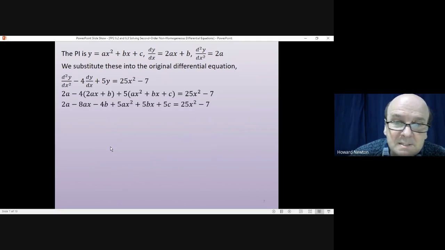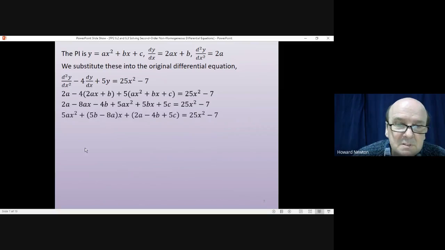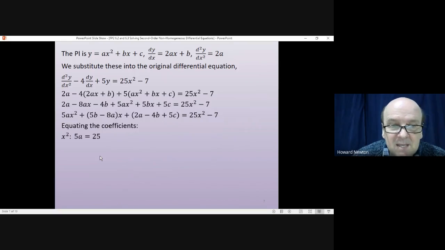Multiplying out the brackets will give us that, and then we'll collect together the terms. So we've got 5ax squared, that many x's, that's the constant, and on the right-hand side we haven't done anything. And the easiest way forwards from here is just to equate the coefficients of the three terms. So first of all, equating the coefficients of the x squareds means that 5a must equal 25, which means that a is equal to 5.